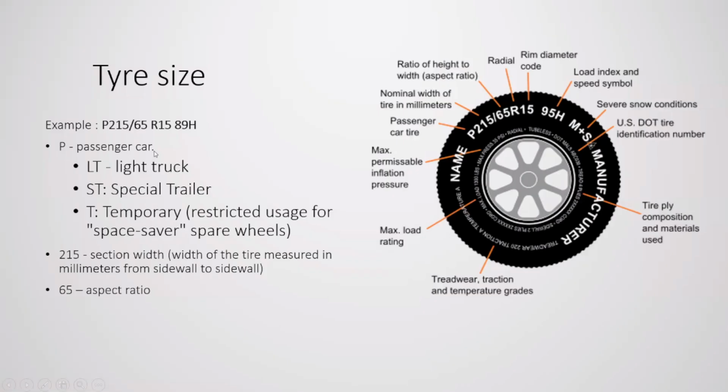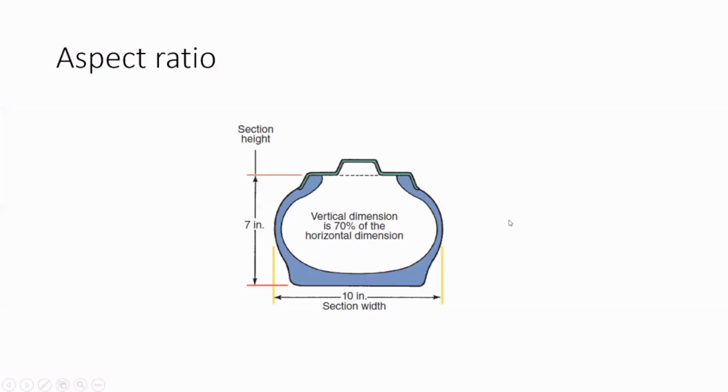So that is clear. And slash 65. So 65 means aspect ratio, right? Aspect ratio is actually the notation which we can use to calculate the tire height. So this is the meaning of aspect ratio: section height divided by section width, right?